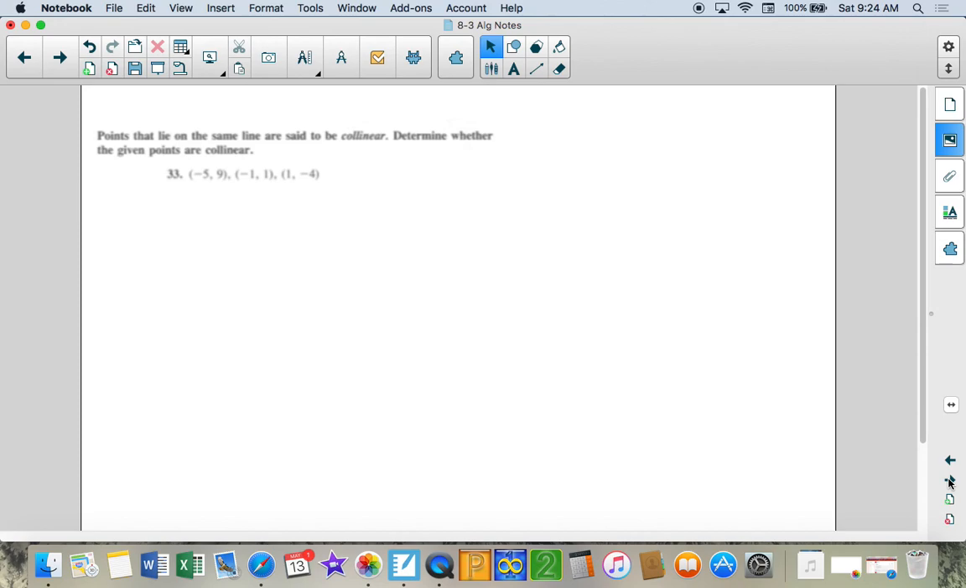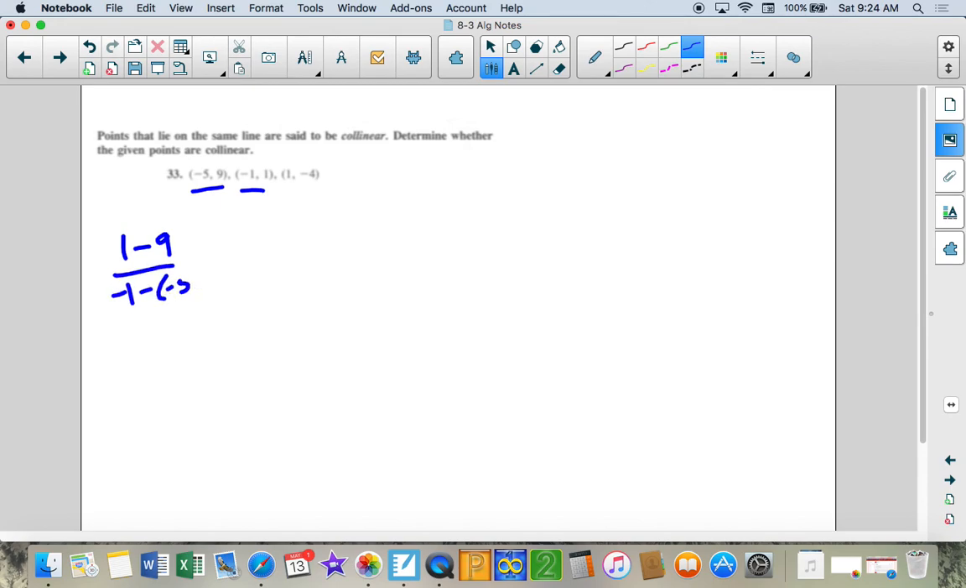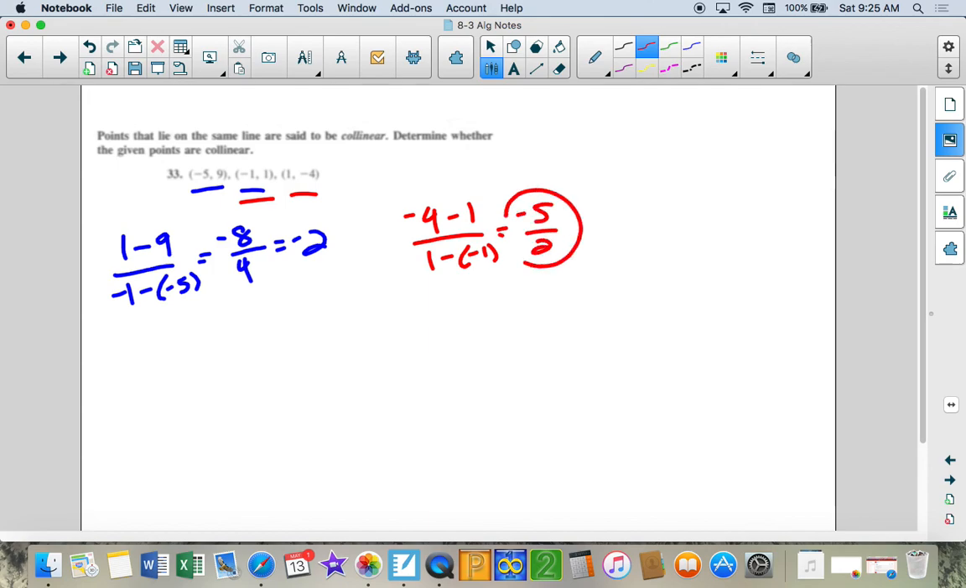So we can do that again for the third one. Let's do these 2 points. 1 minus 9 over negative 1 minus negative 5 gives me negative 8 over 4, which is negative 2 again. Wow, I love that slope, don't you? Let's try these two. Negative 4 minus 1 over 1 minus negative 1. That's negative 5 over 2. Those are non-collinear, not collinear, because their slopes are not the same.